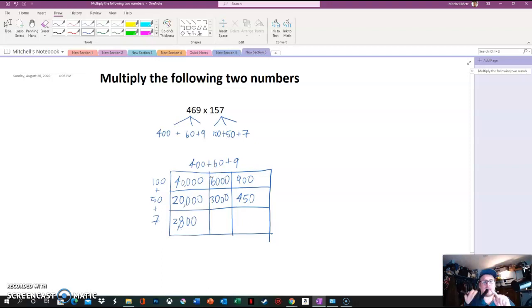7 times 6. 7, 14, 21, 28, 35, 42. So I have 42. And I'm going to bring down my 0. And now I'm going to do 7 times 9. 9, 18, 27, 36, 45, 54, 63. So I just have 63.